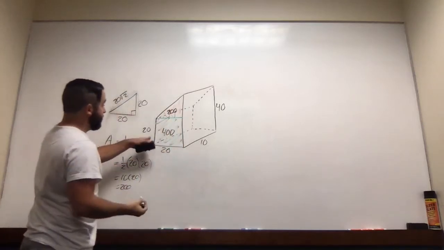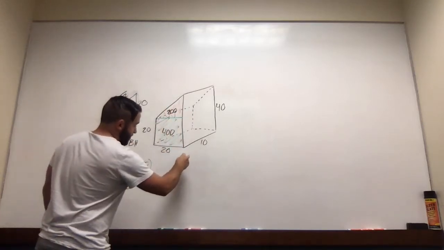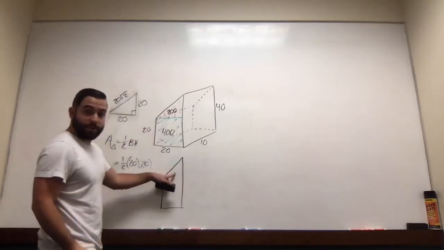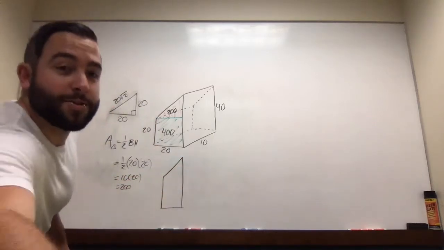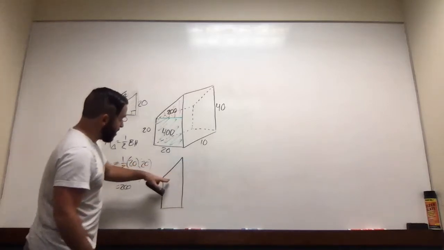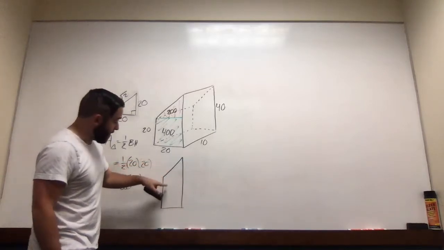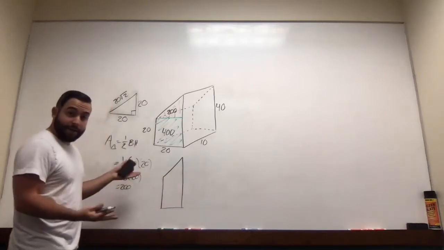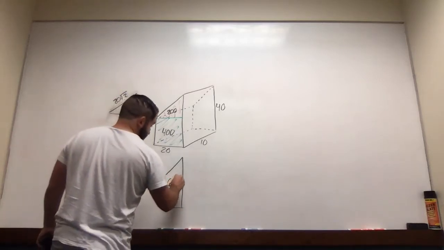So now we have this shape, which is simply something of this form in total. And we have that the top triangle is 200 and that bottom square was 400. So combined, our surface area is 600.